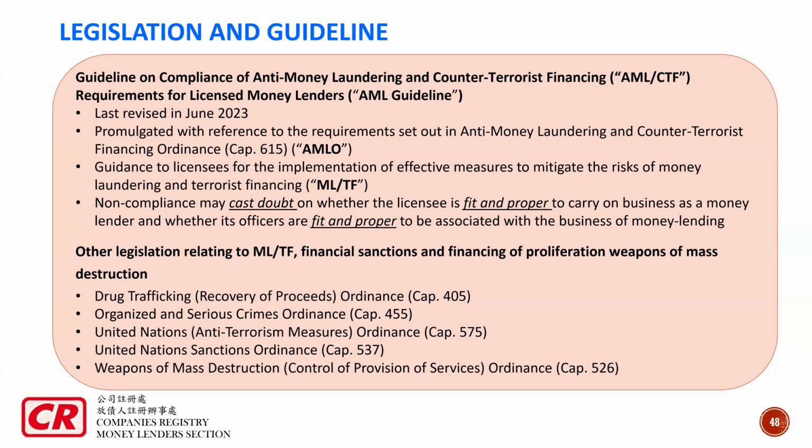The other relevant legislations relating to money laundering and terrorist financing, financial sanctions, and financing of proliferation of weapons of mass destruction are as follows. They are the Drug Trafficking Recovery of Proceeds Ordinance, Organized and Serious Crimes Ordinance, United Nations Anti-Terrorism Measures Ordinance, United Nations Sanctions Ordinance, and Weapons of Mass Destruction, Control of Provision of Services Ordinance.